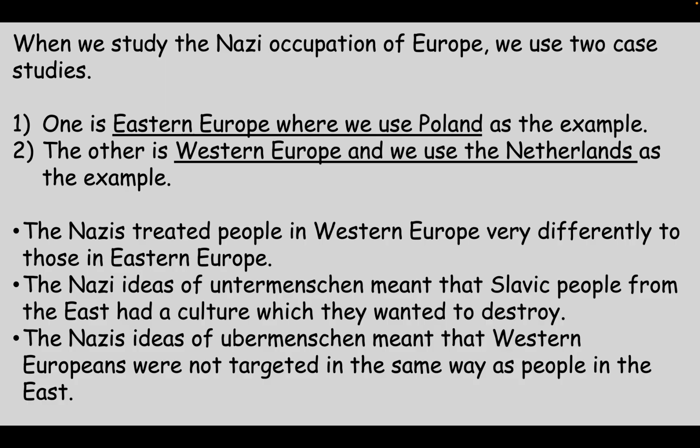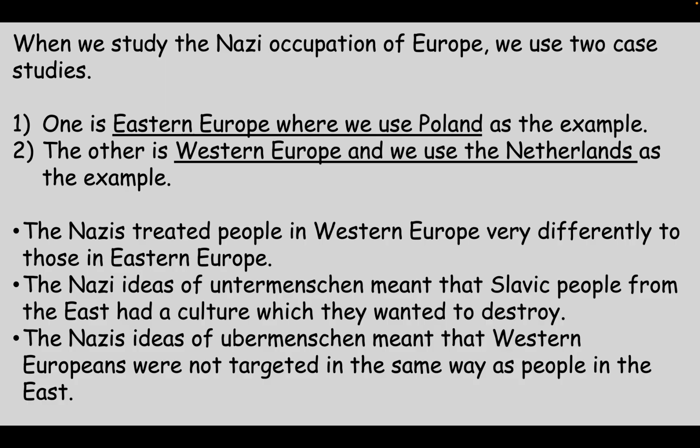Now, the reason why we pick these two examples is because the Nazis treat the Dutch in the Netherlands very differently to how they treat the Poles. Now, the Nazis' idea of Übermenschen and Untermenschen comes back into play. They believe that the Poles are Untermenschen. They are from Eastern Europe, they are Slavic. They believe that they are below people, and they have a culture that they want to destroy.